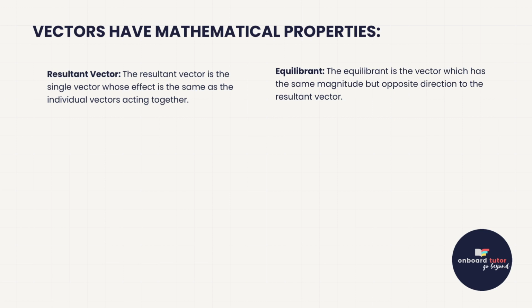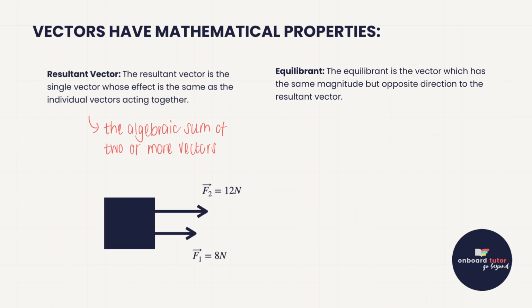We are now led to the next two terms on the screen here, the first being our resultant vector, which is defined as a single vector whose effect is the same as individual vectors acting together. You would also see that some textbooks call it the algebraic sum of all the vectors. We then get introduced to this term here called the equilibrant, and it is defined as the vector which has the same magnitude but opposite direction to the resultant vector which we defined just now.